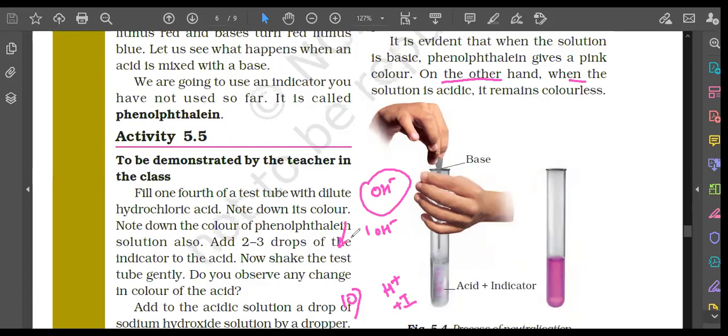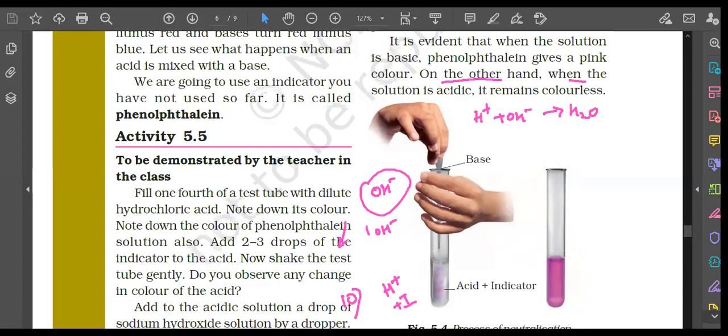Yes, very good, Ragini. We just saw that, right? That H plus will combine with OH minus to form H2O. Yes or no? How many of you remember this? H plus will combine with OH minus to form H2O. Yes or no? Tell me. Everyone should understand, right?